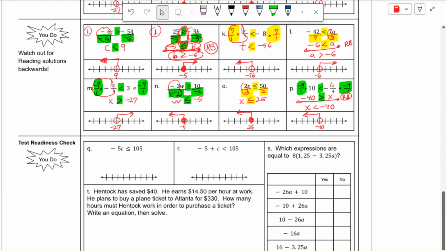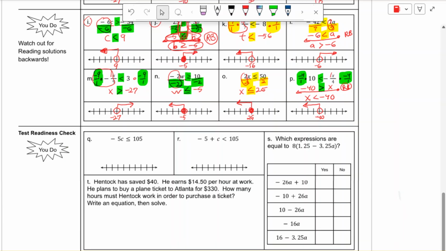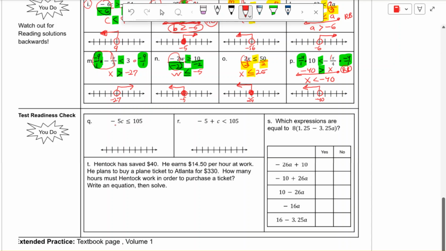All right, so that does it for multiplying and dividing one-step inequalities. And you have a lot of information now for your summary coming up. Okay, now for the test readiness check. All right, you have a couple things here that you ought to be familiar with. Q is basically today's lesson.